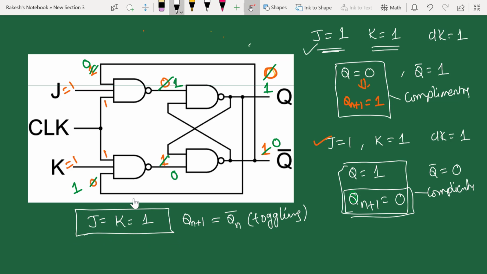So this is how we have solved the problem of using the 1-1 combination in the JK flip-flop. Now we'll try to summarize all at one place and then we'll try to simulate this circuit to show the results of toggling and all.